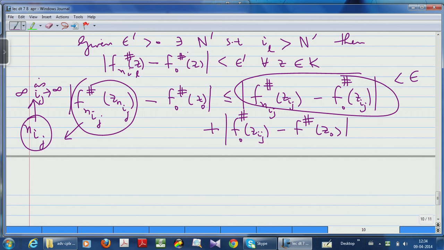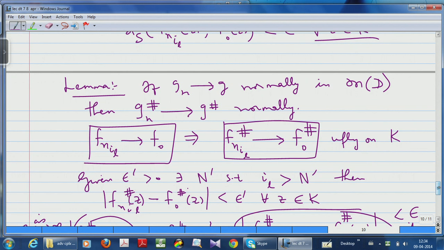This is okay for any z. So I plug in z_ij, so I can make this less than epsilon. And look at this quantity here. What is it? This is less than epsilon. Of course, I'll have to put in some condition, and the condition is that if this n_ij is chosen greater than n, I think it was, so it is less than epsilon prime if you choose ij greater than n prime.